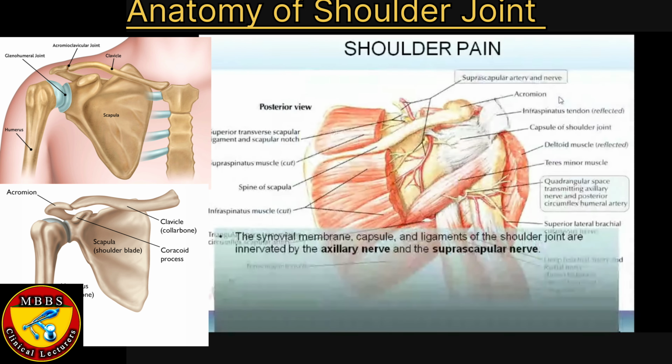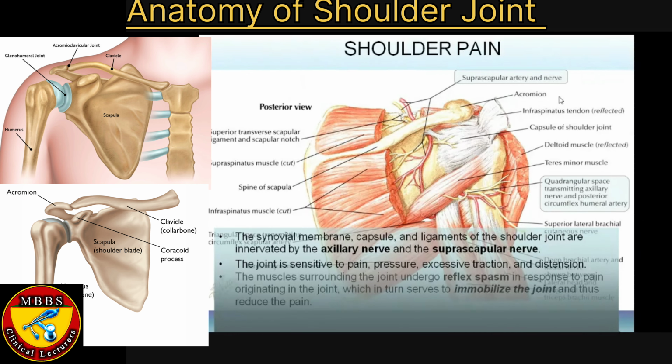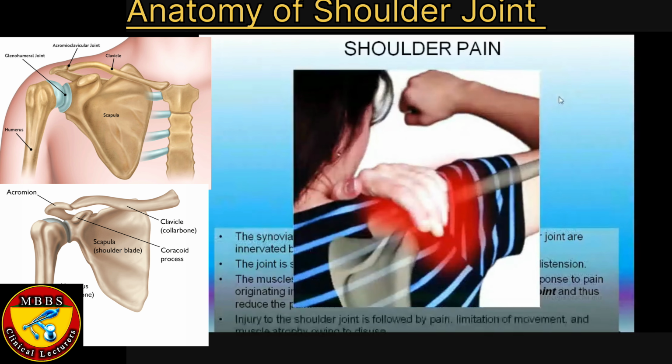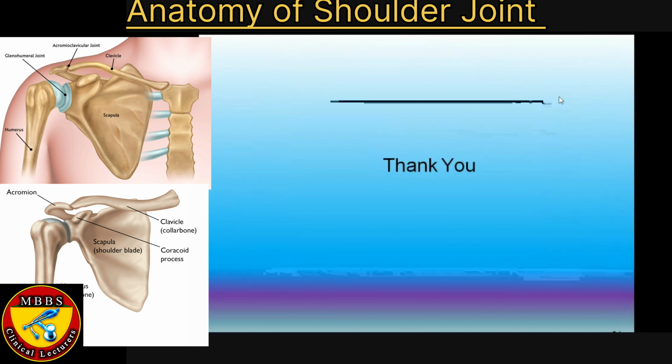If we talk about shoulder pain, the synovial membrane, capsule, and ligaments of the shoulder joint are innervated by the axillary nerve and the suprascapular nerve, and definitely the joint is sensitive to pain, pressure, excessive traction, and distension. The muscles surrounding the joint undergo reflex spasm in response to pain originating in the joint, which in turn serves to immobilize the joint and thus reduce the pain. Injury to the shoulder joint is followed by pain, limitation of movement, and muscle atrophy owing to disuse.